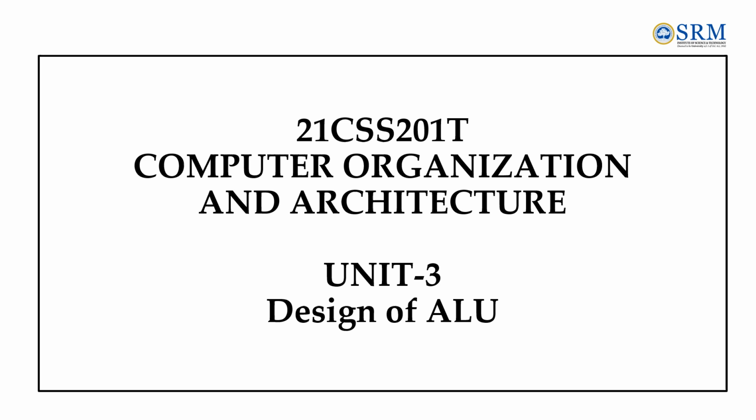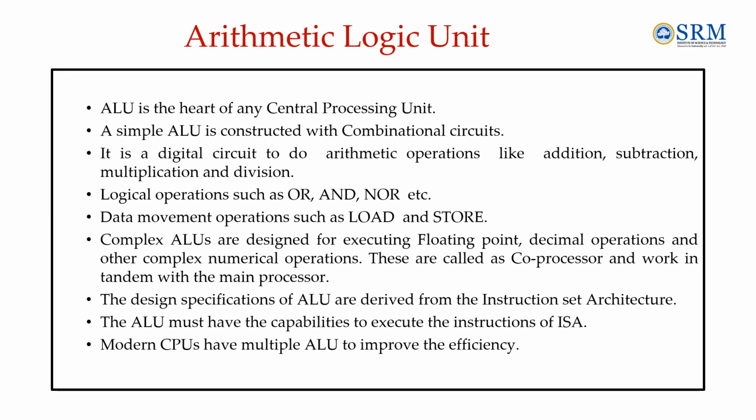Anyways, we'll start with the third unit, which is design of ALU. So ALU is the heart of the CPU. A simple ALU is considered a combinational circuit. It's a digital circuit to do arithmetic operations like addition, subtraction, and multiplication, and logical operations like AND, and data movement operations such as load or store. So the ALU must have the capability to execute the instructions of the ISA.